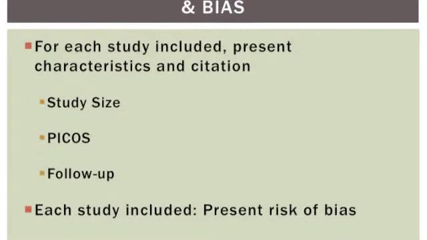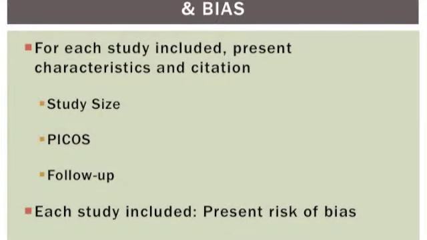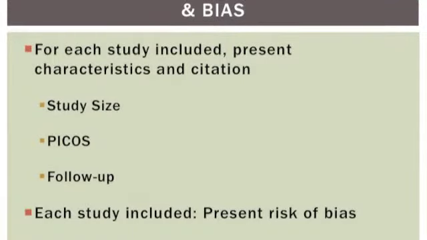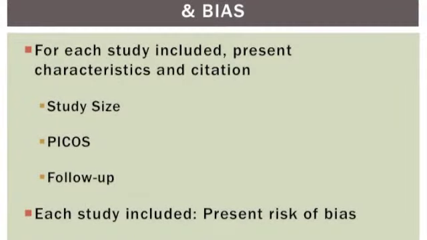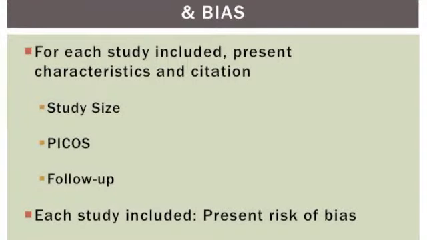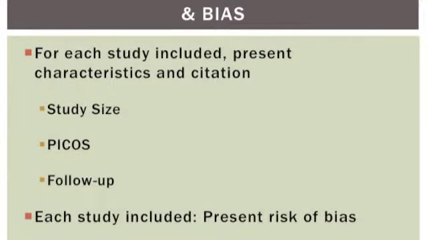Study characteristics and bias. For each study included, you want to present the characteristics and provide a citation. For example, you may compare the different study sizes for the studies you included, or you may do it for each variable of the PICOS, or you may do it for the follow-up. Again, for each study included, you do want to present the risk of bias.